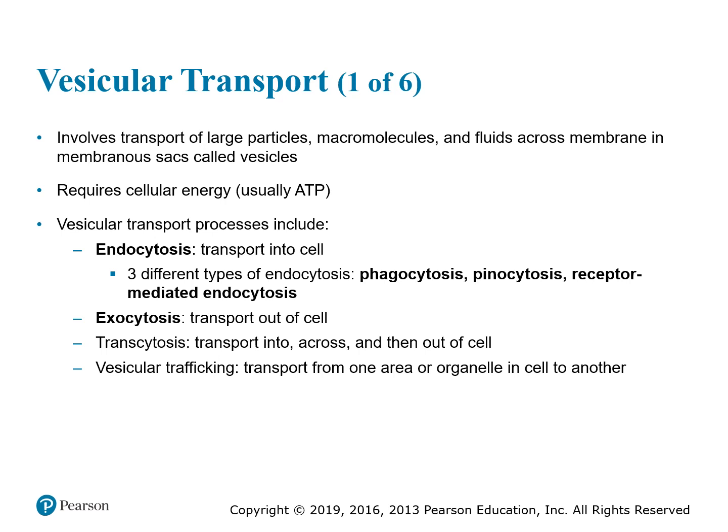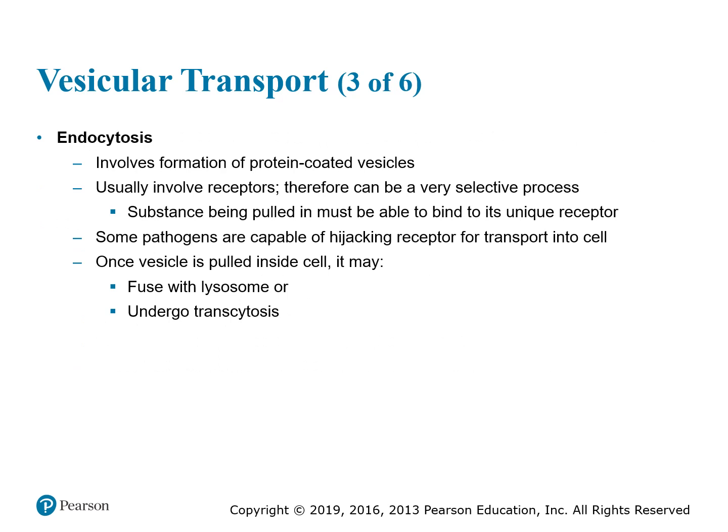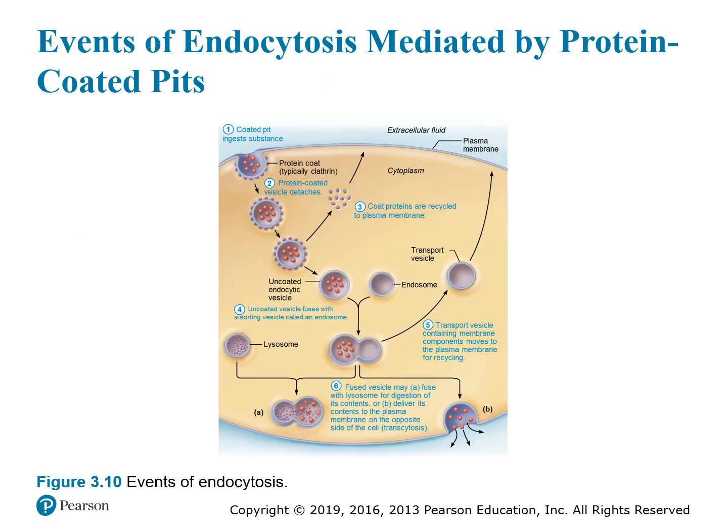Endocytosis is broken down into three types: phagocytosis, which is cell eating, pinocytosis, cell drinking, and then receptor-mediated endocytosis, which is some type of hyperspecific endocytosis. This involves the formation of protein-coated vesicles, usually receptor-triggered, so it can be very selective. Some pathogens are able to use this receptor to actually enter our cells. Once the vesicle is pulled inside, it could be fused with a lysosome for digestion, or it could undergo transcytosis to be transported somewhere else in the cell.